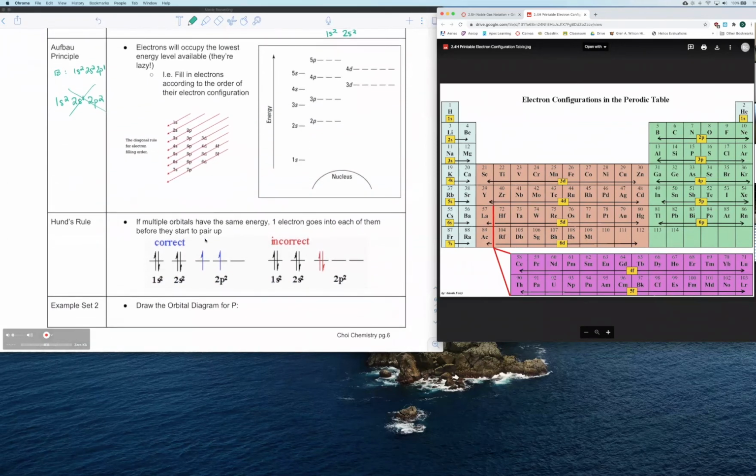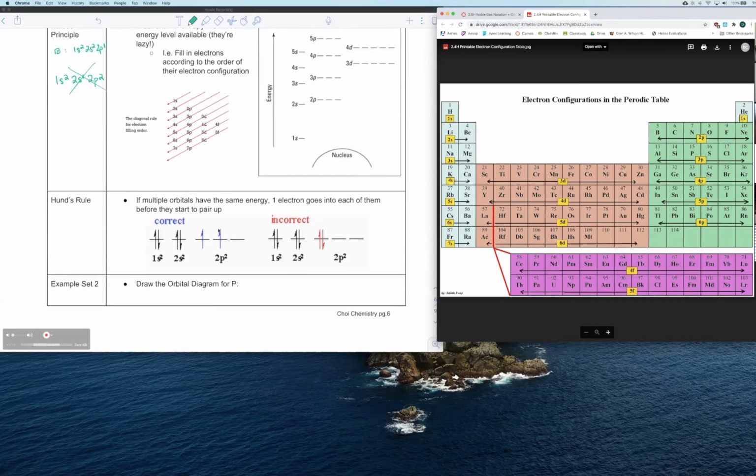Okay, and then the last thing before we start our orbital diagrams is if you have multiple orbitals of the same energy, basically multiple orientations in the same energy level, you have to put an electron into each one of them before you pair them up. So if you look here, this orbital diagram is the correct one, because I have 2 electrons in the 2p sublevel, and you can see I fill up each separate orientation first before I pair them up. This would be incorrect because I'm pairing them up before I start to spread them out. So don't pair up your electrons until you have at least 1 in each orientation.